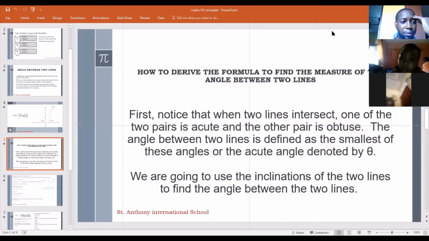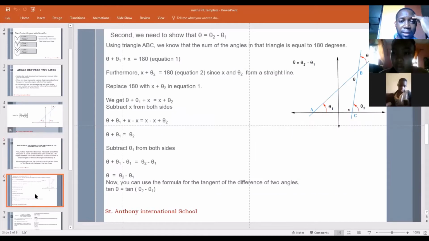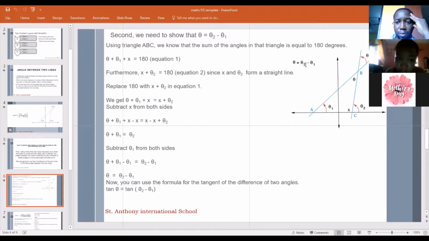All right. So we said we are going to use the inclination of the two lines to find the angles between the two lines. Now, second, we need to show that theta is equal to theta 2 minus theta 1. So theta here, the angle which you can see, is equal to theta 2 minus theta 1.